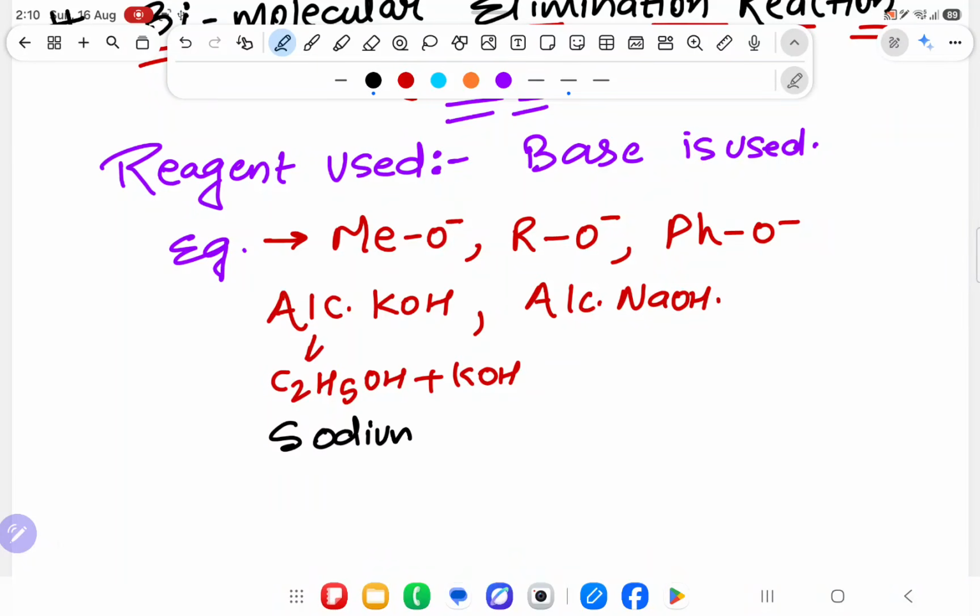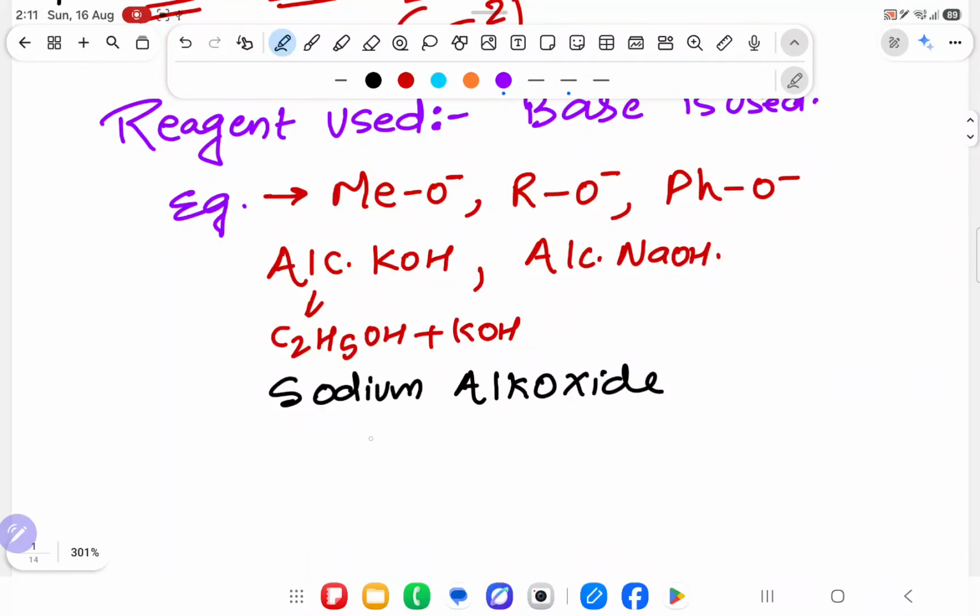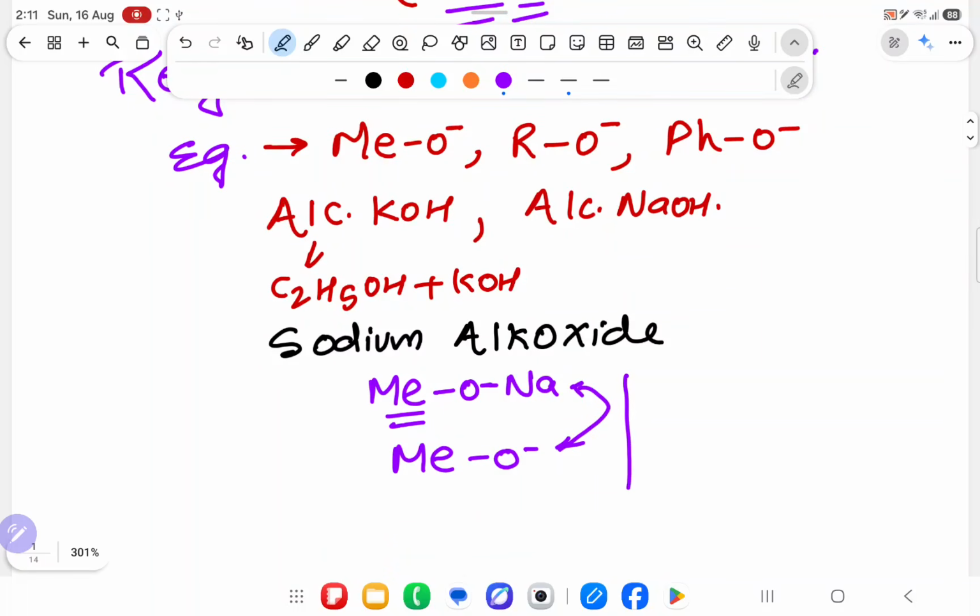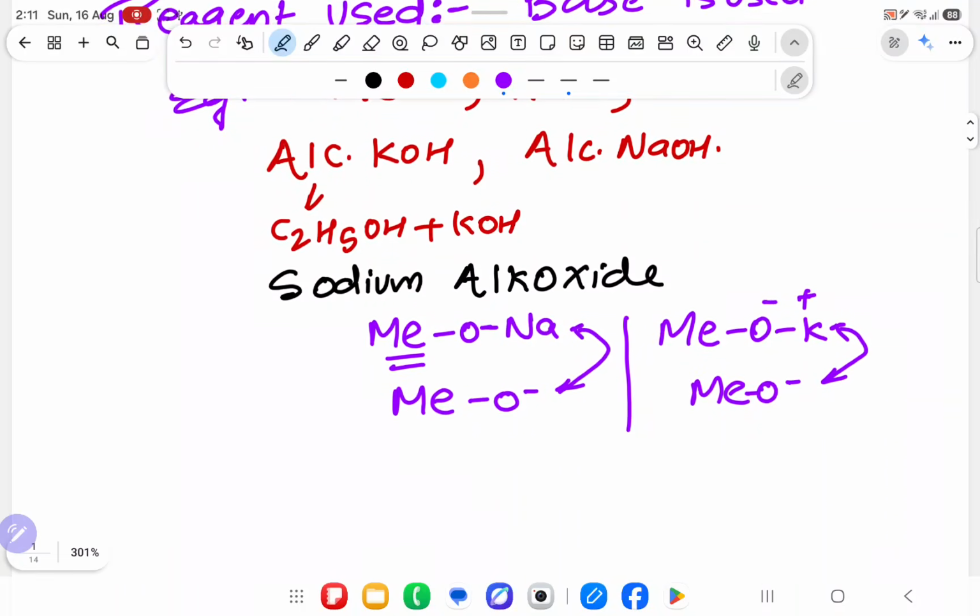Or in some places they write sodium alkoxide. If they write MeONa, sodium methoxide, or they write MeO minus, both have the same meaning. Sodium alkoxide: sodium methoxide, sodium ethoxide, MeOK, potassium methoxide, or MeO minus, because a salt is always present with charges, minus and plus, so K plus is removed and MeO minus is written.